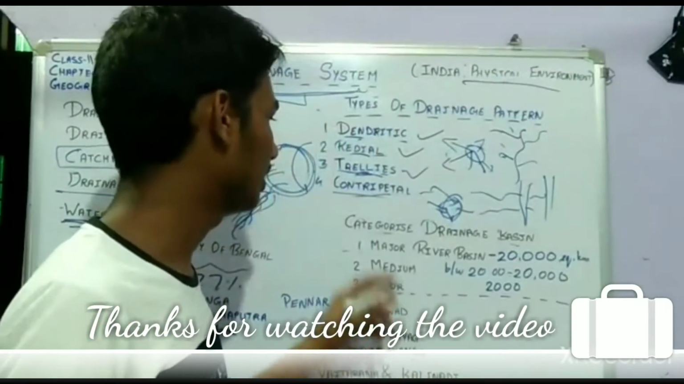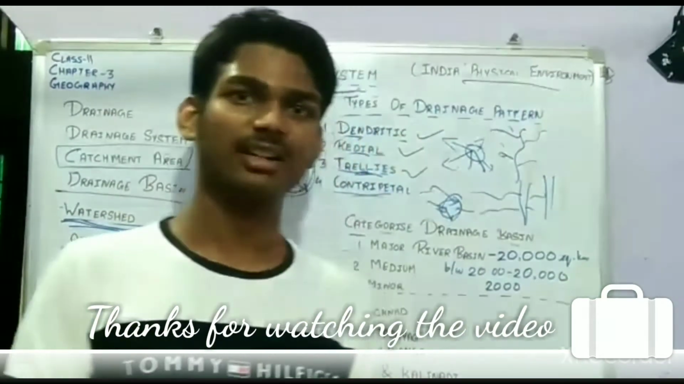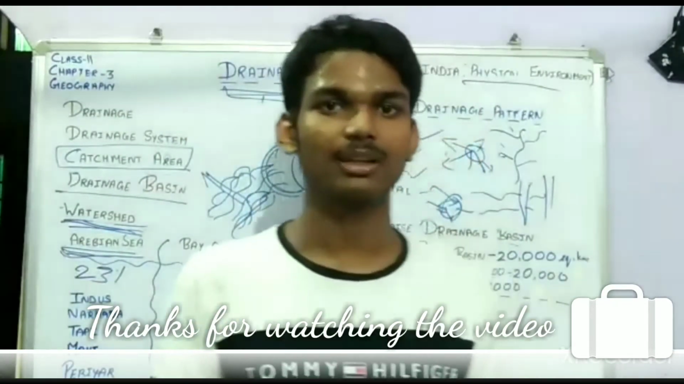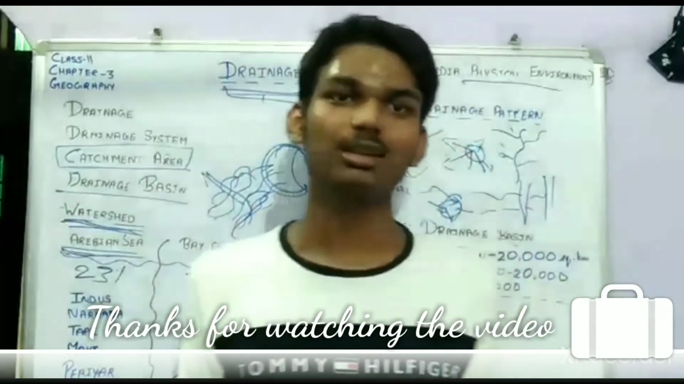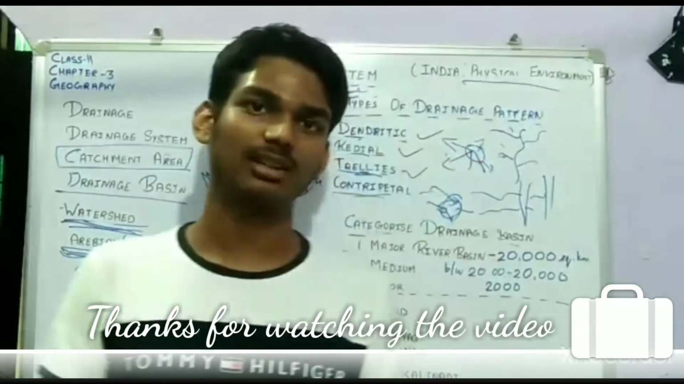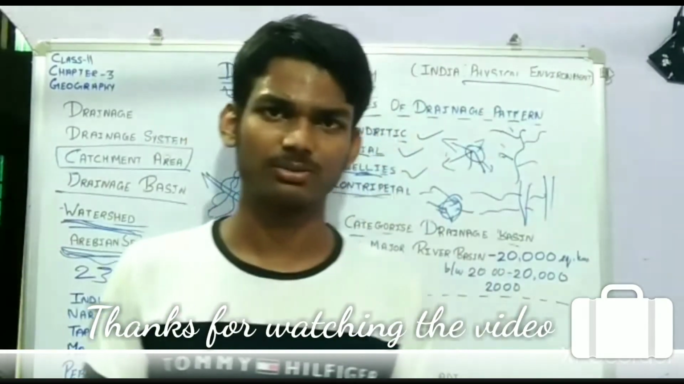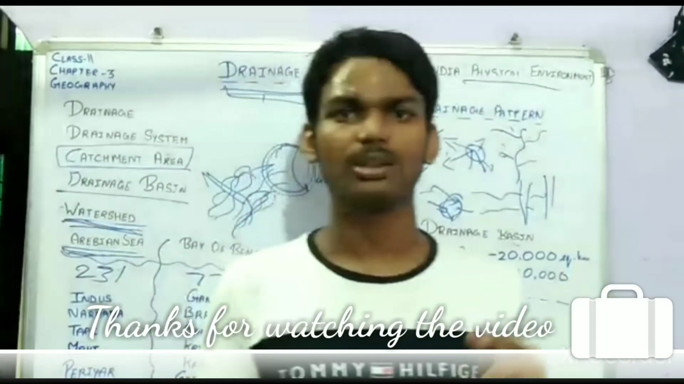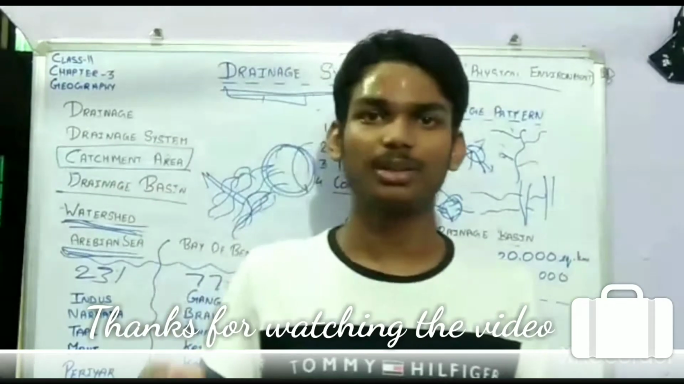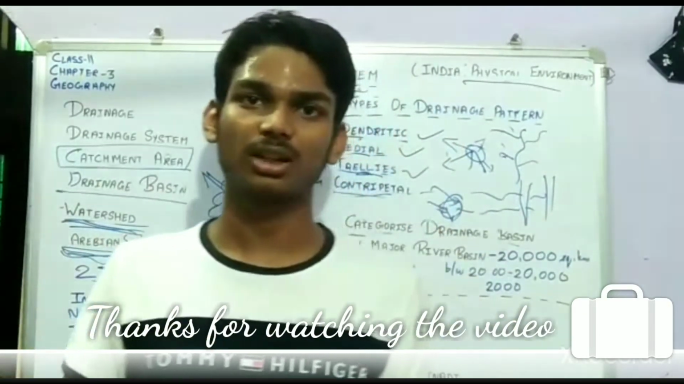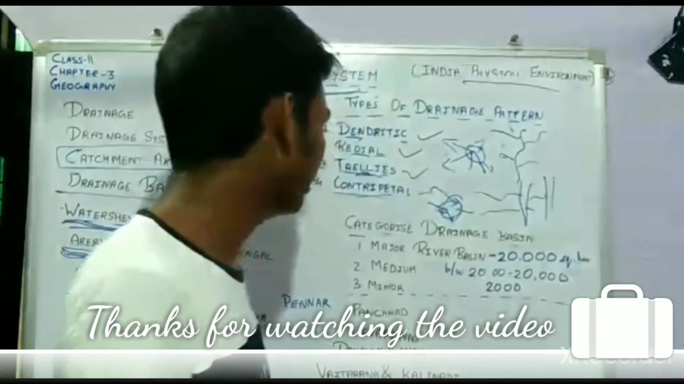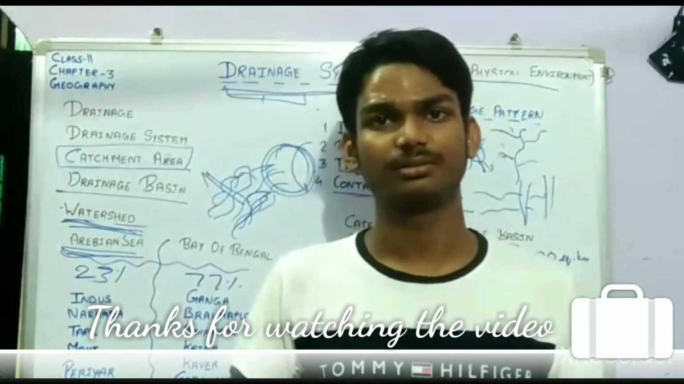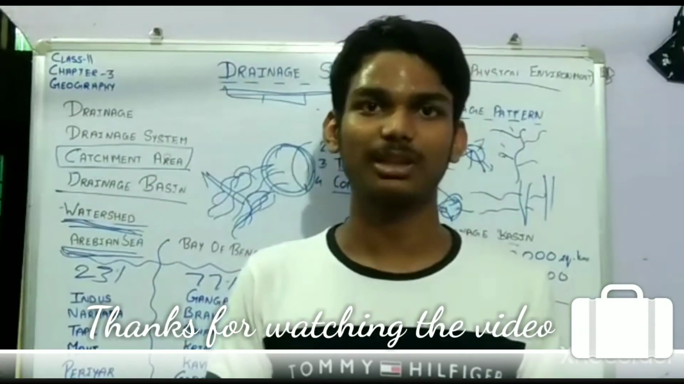Now categorize drainage basins. Mainly we can categorize Indian drainage basins into three: major, medium and minor. Major rivers have more than 20,000 square kilometer catchment area. Examples are Ganga, Brahmaputra, Narmada. There are many examples. Medium rivers have between 20,000 and 2,000 square kilometer catchment area. Minor rivers have less than 2,000 square kilometer catchment area.